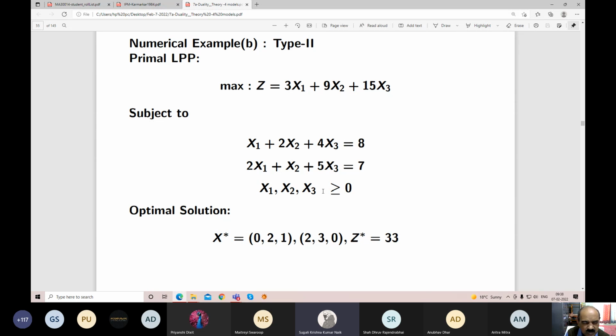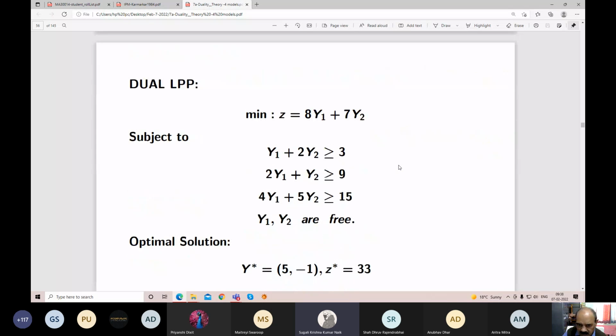Yes or no? If somebody asks, give an example of a type 2 linear programming problem, you give this. Because according to me, I am just giving names. This is a type 2 example, type 3 example, type 4 example. It is a type 2 example. So with respect to this problem, we have the dual problem. What is the dual problem? See here. This.